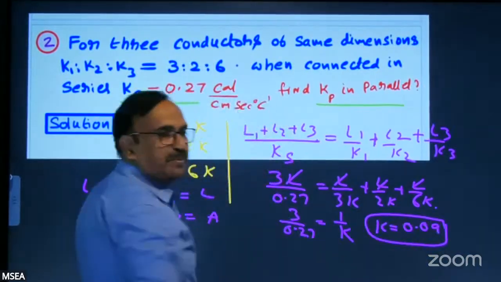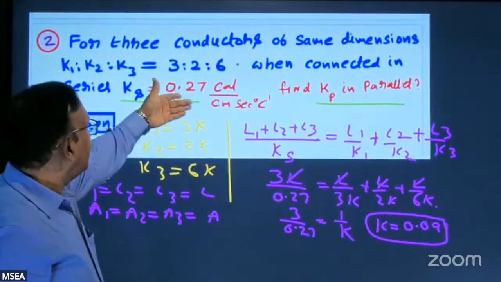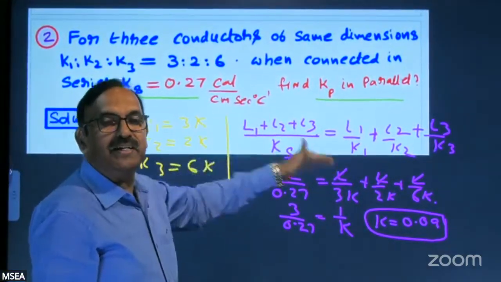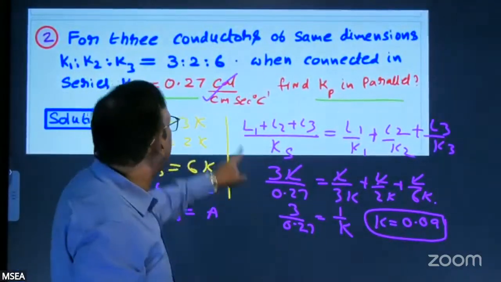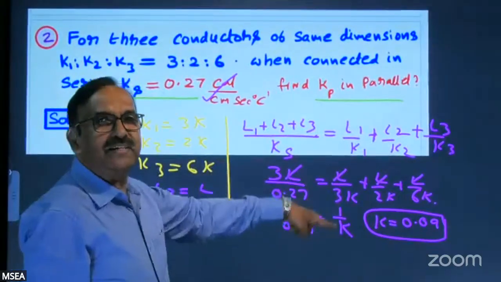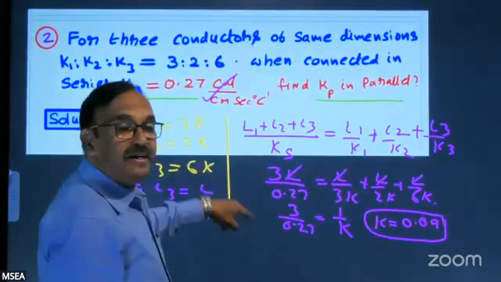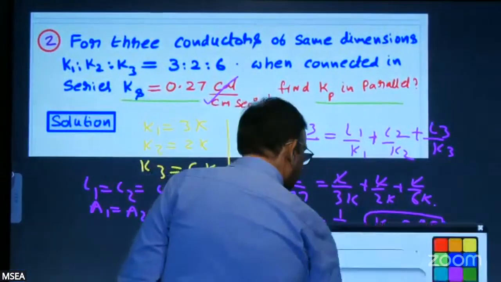Okay, the proper SI units. K is 0.09, given in CGS: calorie per centimeter per second per degree centigrade. But this is not the answer. This is only K. We want to know what is Kp in the parallel combination.